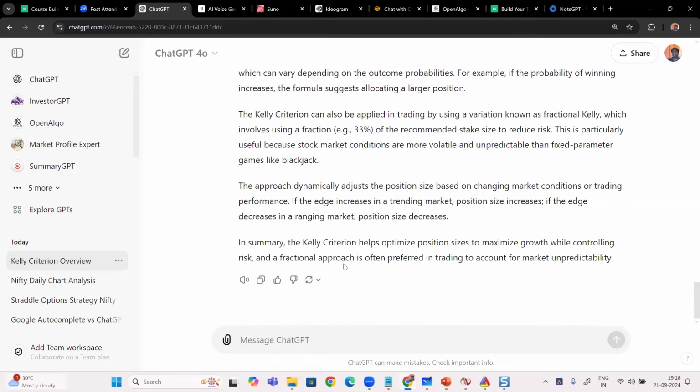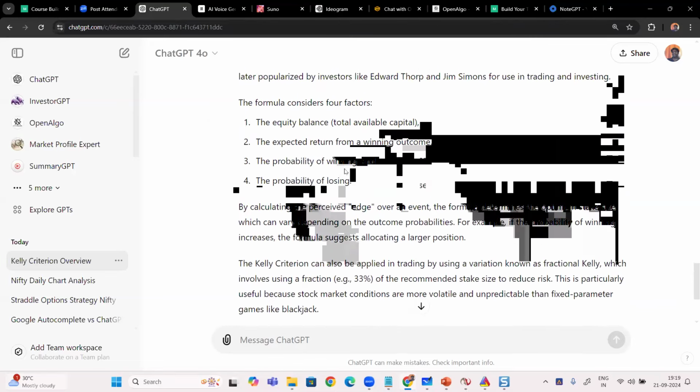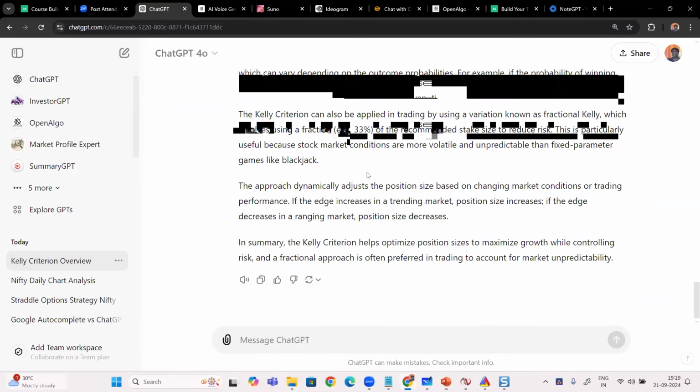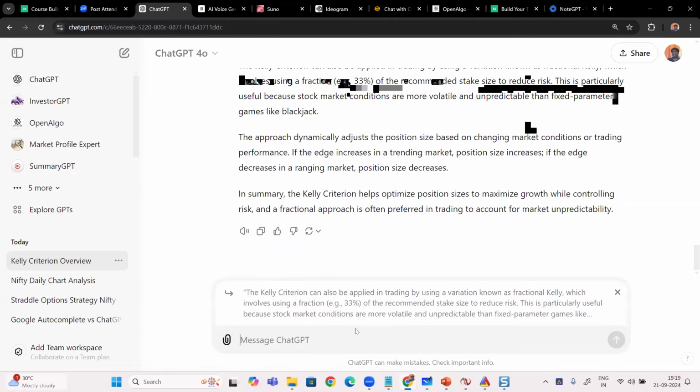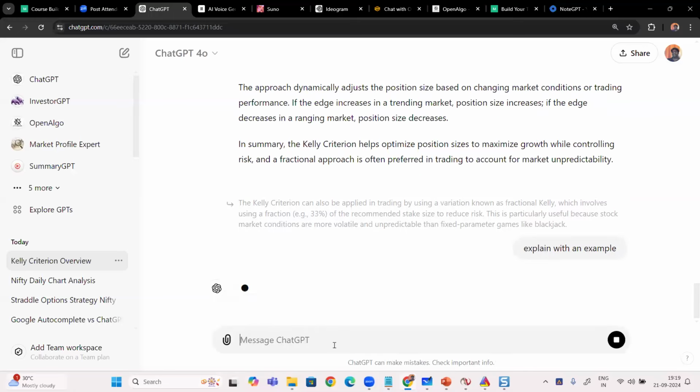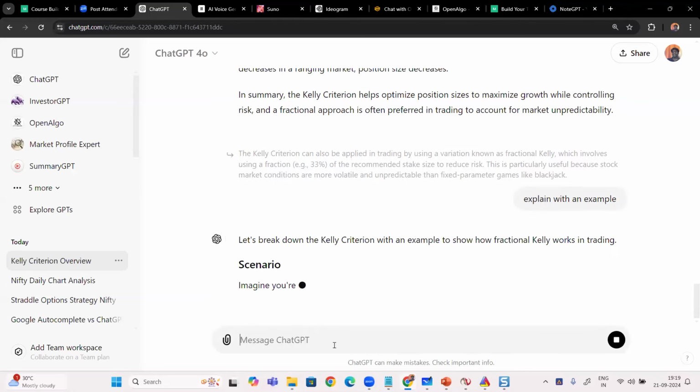So it comes up with some simple, fast explanations about it, like where this is used, why it is used, what is the importance of the Kelly criteria. And you can also ask follow-up questions. It's not like only just summarization. You can just select it and say, explain more about it. Explain with an example. Like this, you can ask follow-up questions also.